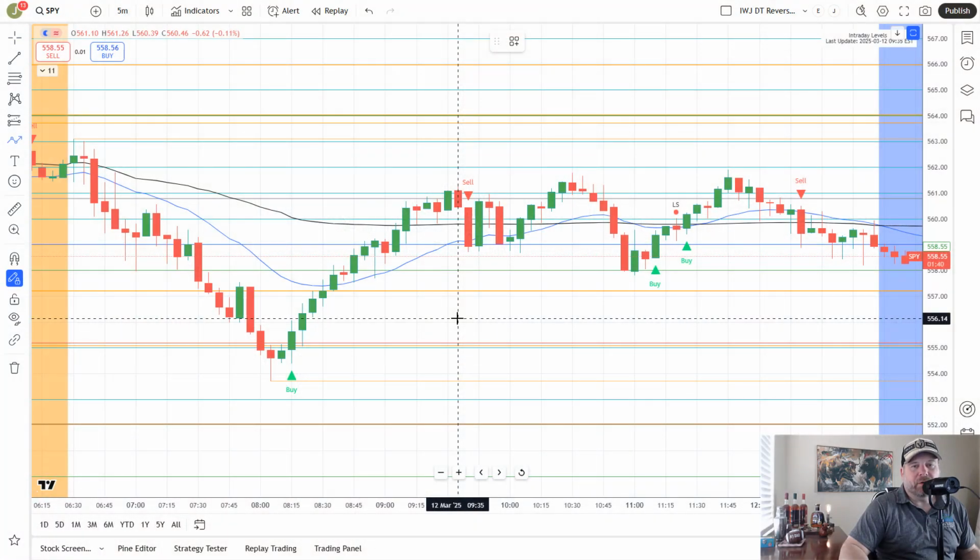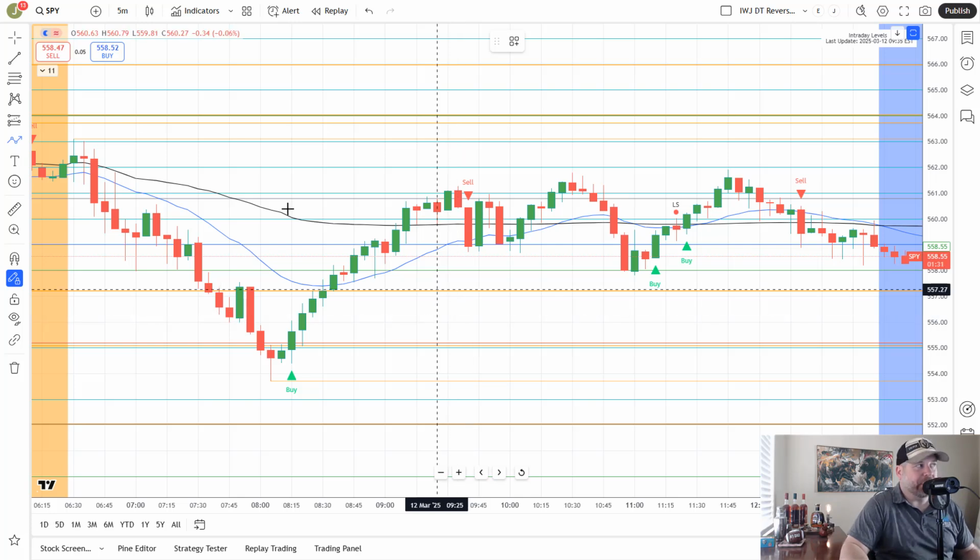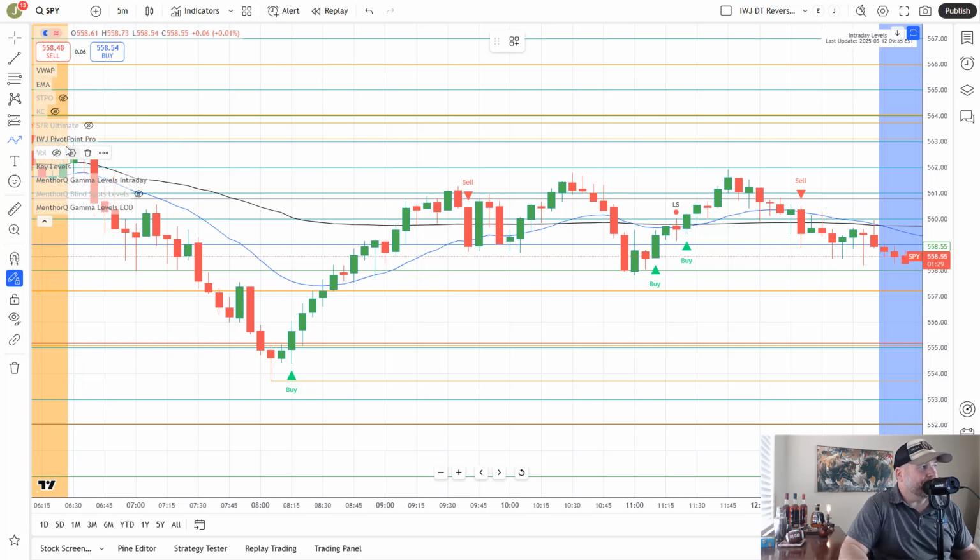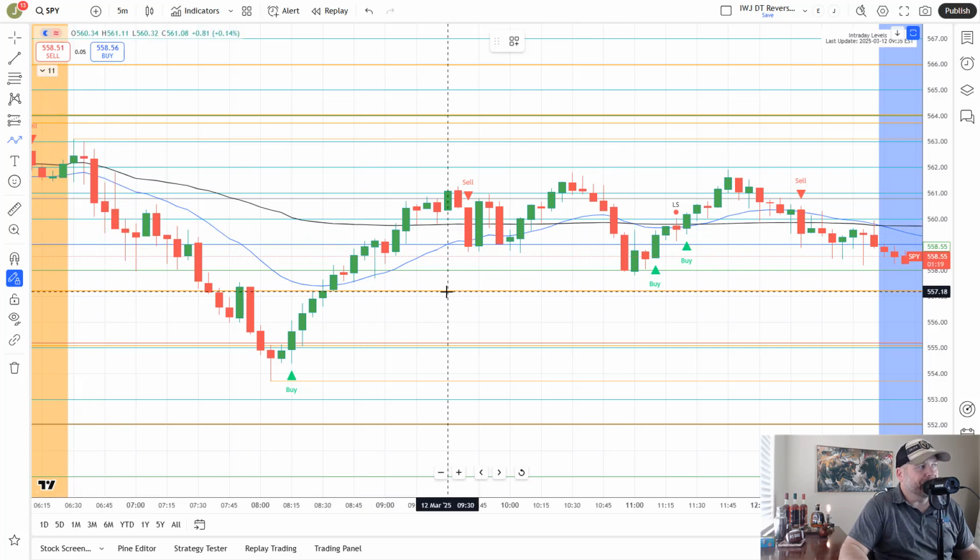Okay, guys, so here we are on the 5-minute SPY chart, and we are in TradingView. For those of you who are new here, we've built a custom indicator for TradingView. It is called IWJ Pivot Point Pro, and it's right here on my list. If I turn it off, you can see the buys and sells on my chart go away. Turn it back on, they come back on the chart. This is only for TradingView.